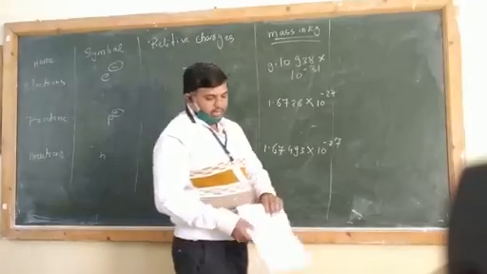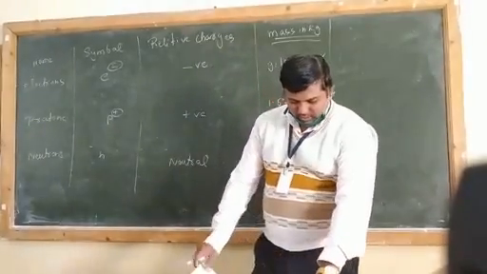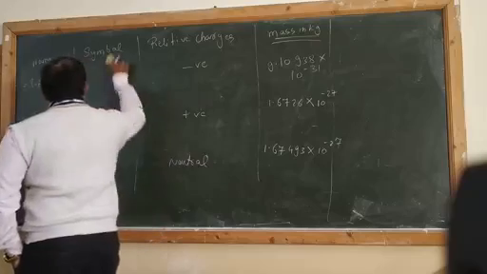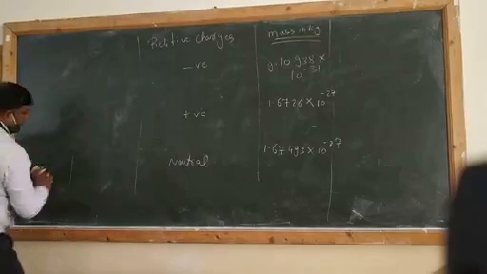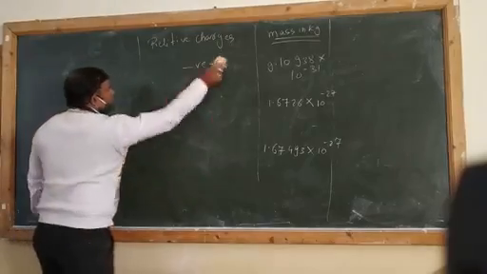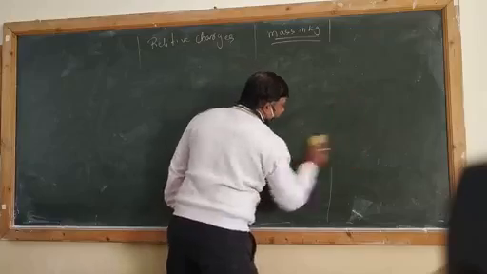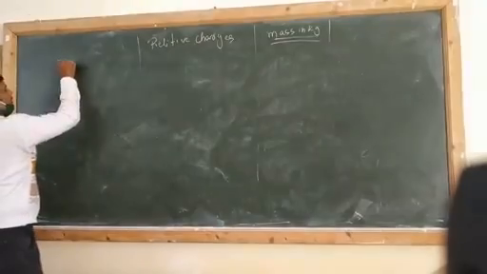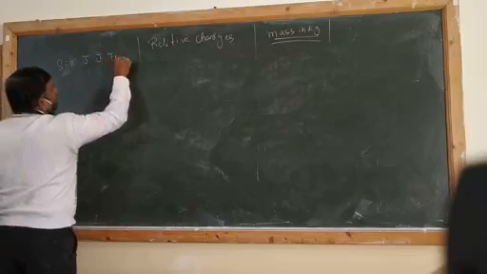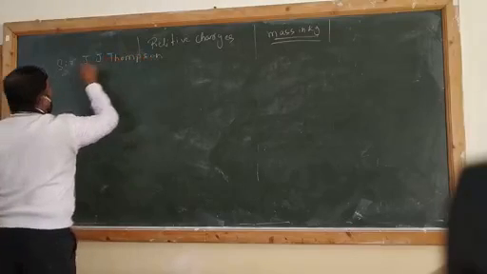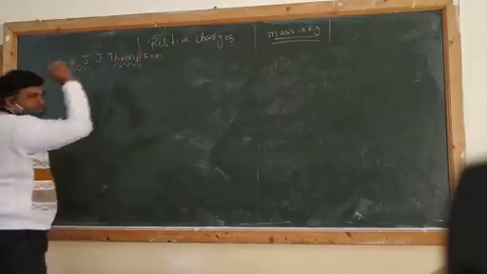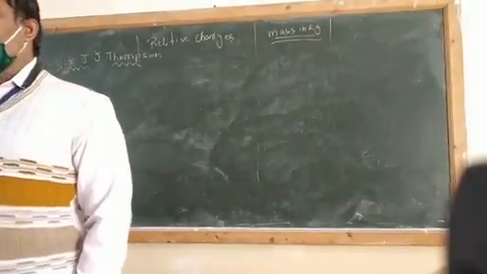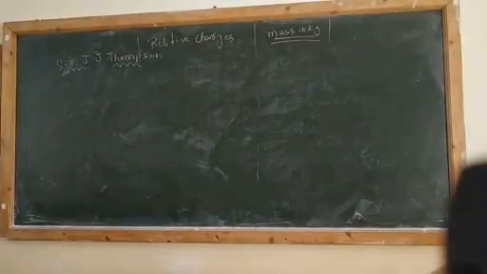Okay. Now next point, discovery of electron. That day I had already given you the theory of this. Now I will explain you practically. So who discovered the electron? Electron was discovered by Sir J.J. Thomson. Now today the students who are new, they can note it down. Electron was discovered by Sir J.J. Thomson.